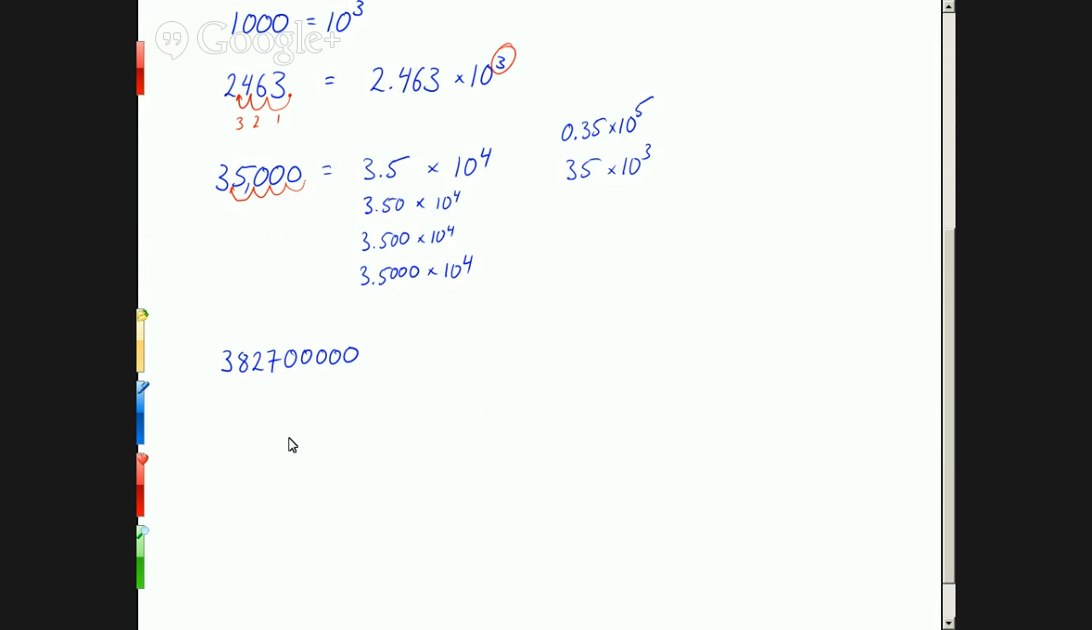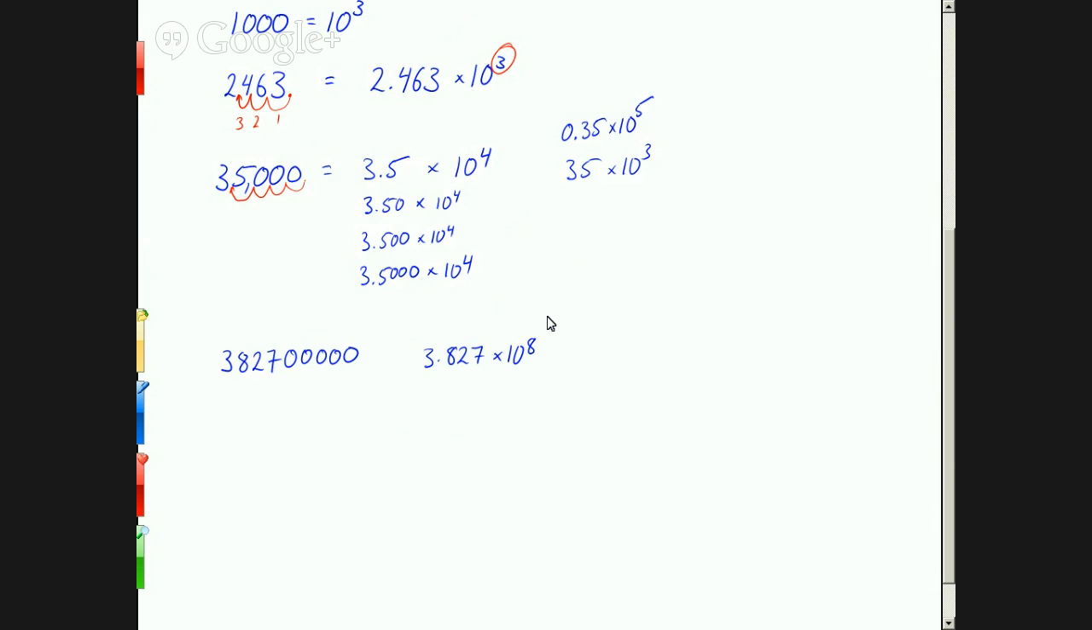That's good. Maybe you want to volunteer what you got? 3.827 times 10 to the 8th. Anybody get something different? Everybody got that? Okay, great. Well, that's all there is to it.